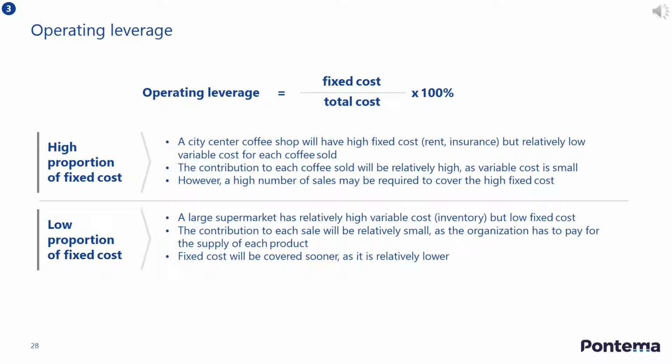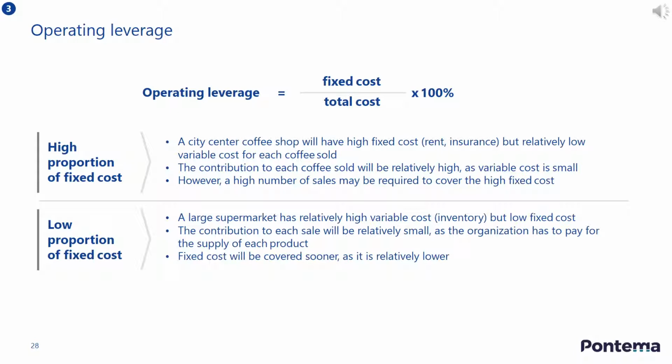And finally, the operating leverage calculation measures an organization's fixed costs in relation to its total cost. Organizations with a higher proportion of fixed costs are said to operate with a high leverage. For example, coffee shops or ice cream vendors. These types of store will have high fixed costs, such as rent and insurance, but relatively low variable costs for each coffee or ice cream sold. This means that the contribution to each unit sold will be relatively high, as variable cost is small, and a high number of sales may be required to cover the high fixed costs.